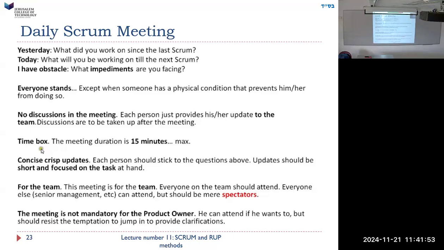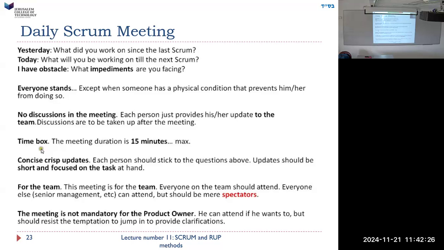What are we going to do? It says yesterday. What did you work on since the last Scrum? In other words, okay, yesterday you said you were going to do tasks 6, 13, and 4. Did you finish them? Are you still in the middle of them? Which ones did you finish? Which ones did you not finish? Today, what will you be working on today? What's your plan for today's work? I have obstacles. What are they? Everyone stands. There's another thing about a Scrum meeting. You don't sit because we want the meeting to go short.